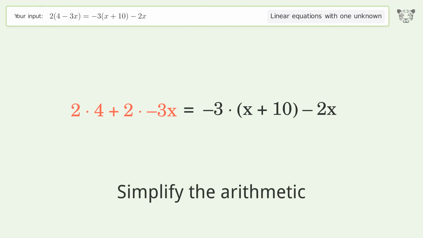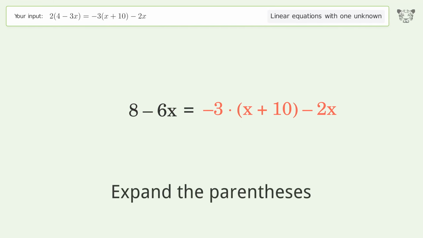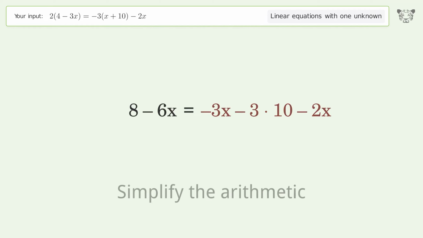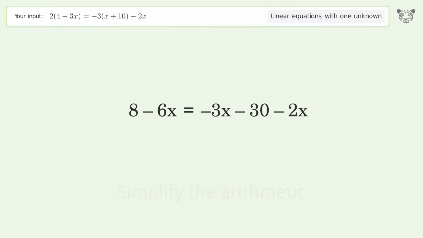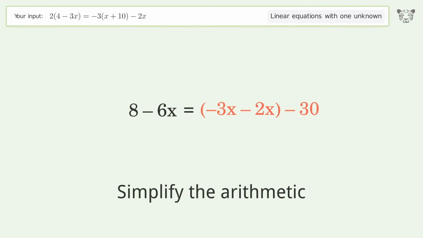Simplify the arithmetic. Multiply the coefficients. Expand the parentheses. Simplify the arithmetic. Group like terms. Simplify the arithmetic.